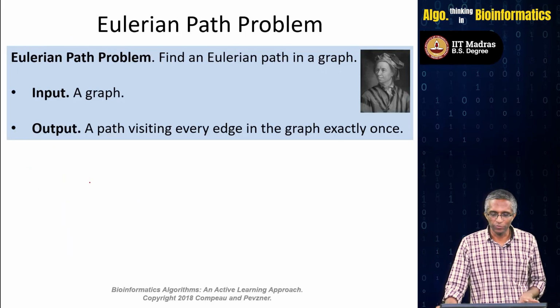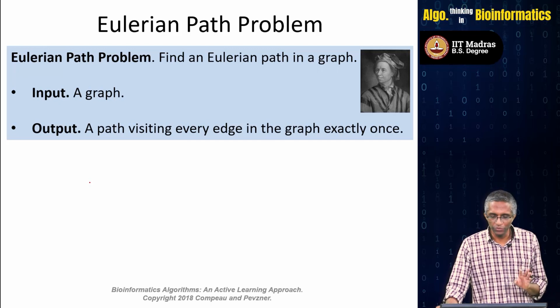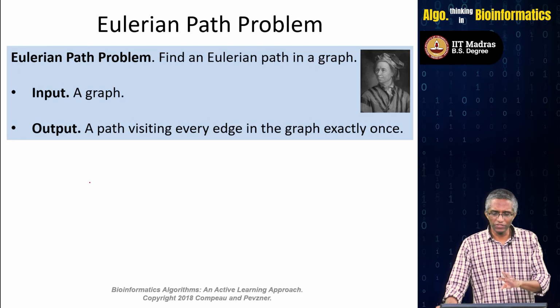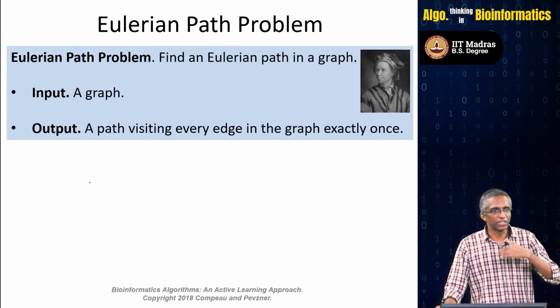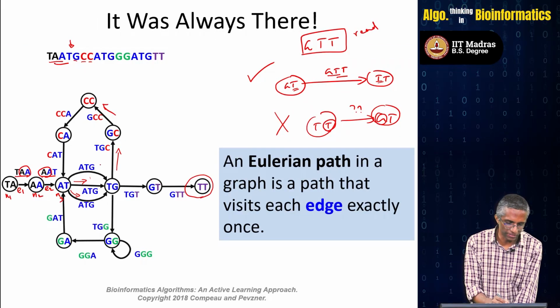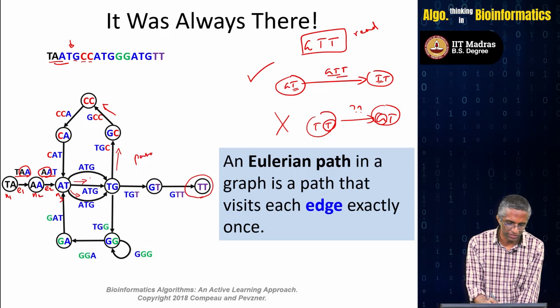An Eulerian path problem is you are given a graph and you want to find a path visiting every edge in the graph exactly once. And this graph is a graph that will allow parallel edges between nodes and self loops and so on. So between two nodes, you can have these edges. These are called parallel edges, right? So parallel edges.